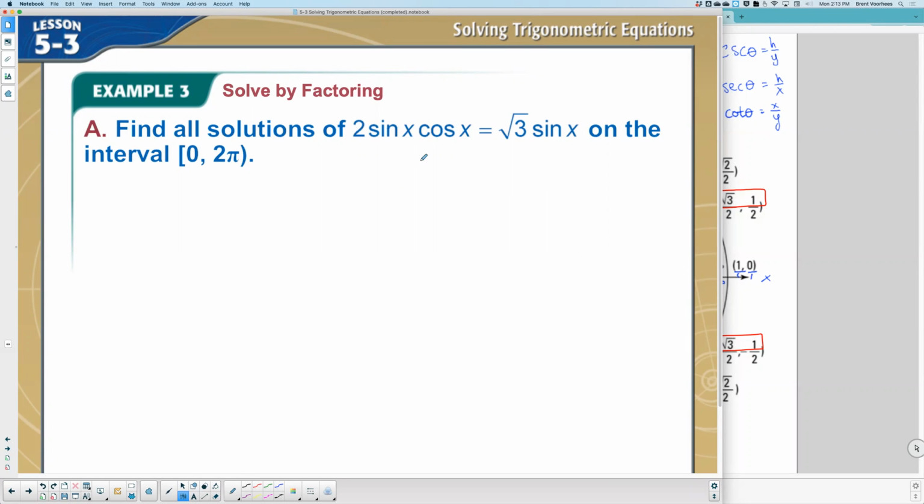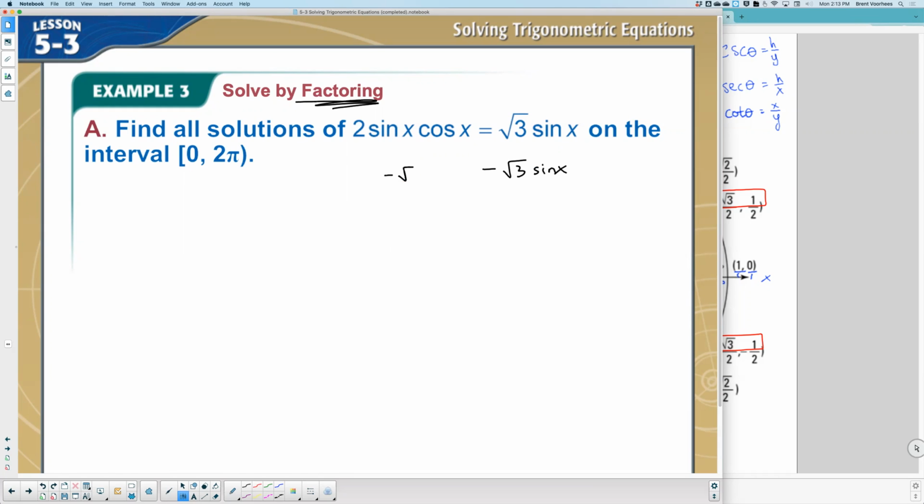So what do I have to do? I'm going to have to do what's called a GCF. I'm going to have to factor. So here's what we do with factoring. In Algebra 2, what you learn is you get all the variables to one side of the equation. So what I'm going to do first here is subtract the square root of 3.